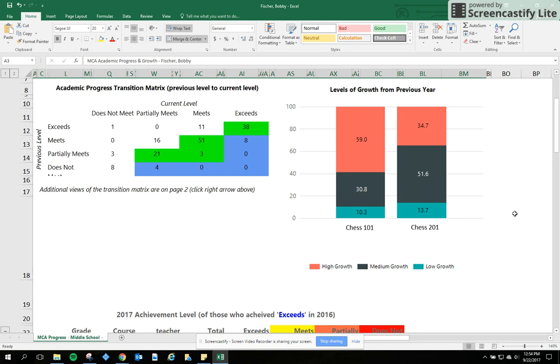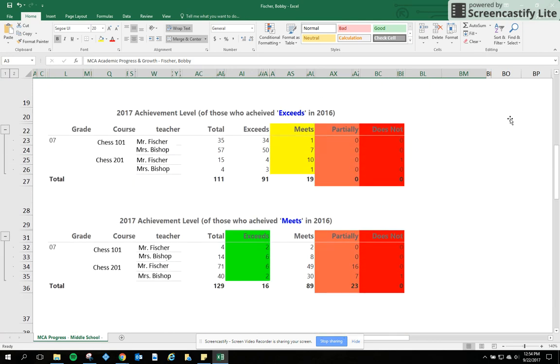This last graph or set of graphs is a little bit more complicated, so I'm going to spend a bit of time here. The first thing you're going to want to find out is, what is this graph all about? And if you read it here, it says the 2017 achievement level for those who achieved exceeds in 2016. In other words, of the kids who exceeded, how do they do this year? Well, you'll notice that first of all, it lists all the 7th grade teachers and classes for the exceed kids. So for 7th grade, there's 2 different courses that are taught, Chess 101 and Chess 201. The Chess 101 class has 2 teachers that teach it.